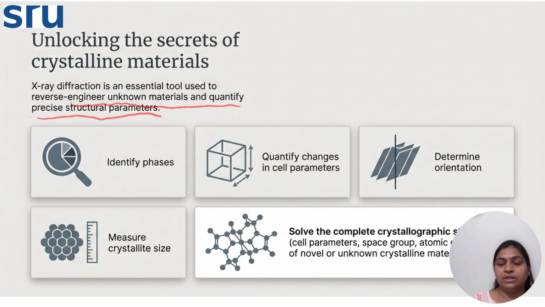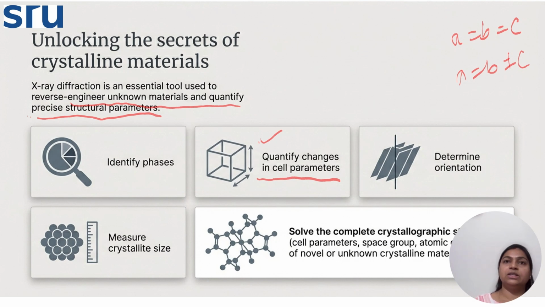Next is quantifying the changes in cell parameters. While we are identifying the phase and going from cubic to tetragonal, we know that in cubic, A is equal to B is equal to C. However, in tetragonal, A is equal to B, not equal to C. These are the differences from one crystal structure to another. So this is another important parameter to explore the structural parameters, and determining the orientation.